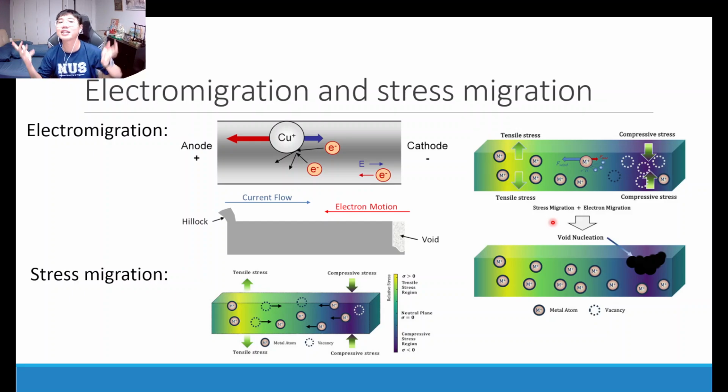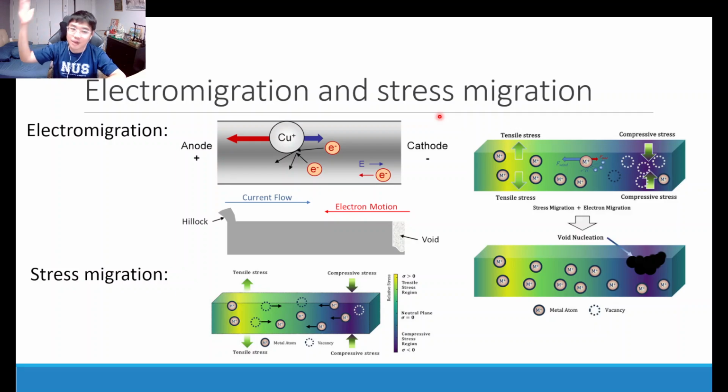So what are the causes of this void formation? One of the major causes of void formation is this idea of electromigration and stress migration. For electromigration, which I think I also covered in one of the videos of my previous series, the idea is that there's this electron wind when current flows. When the conventional current flows from left to right, electrons actually flow from right to left.